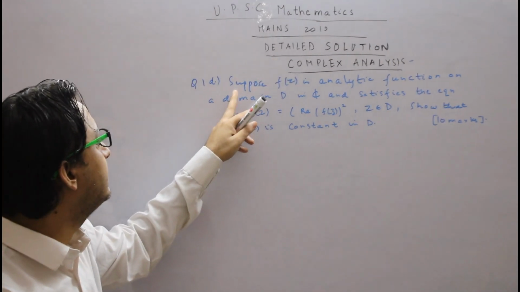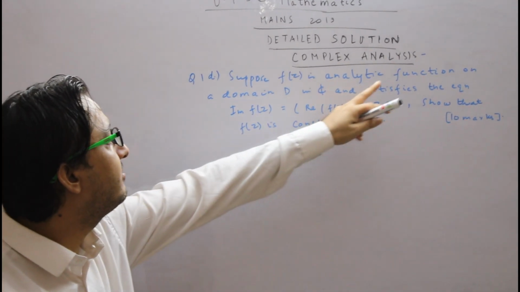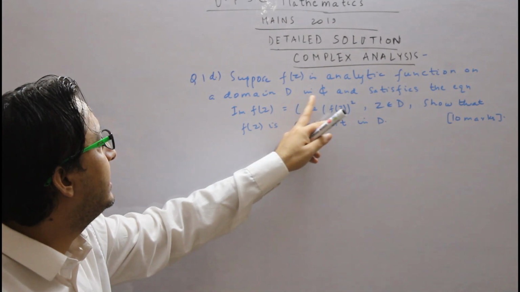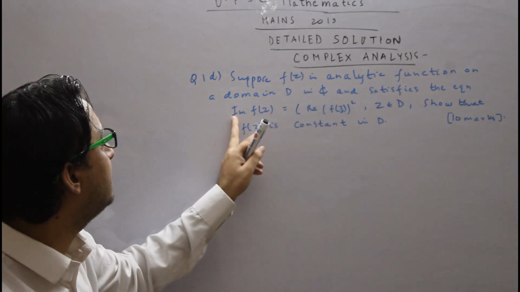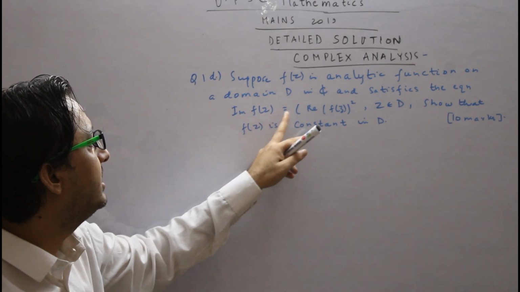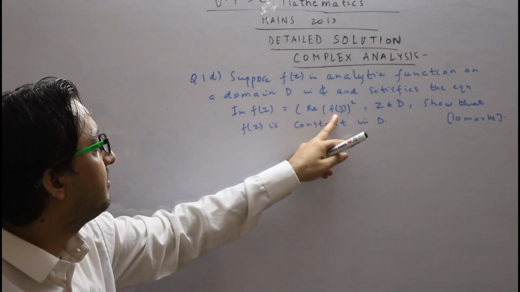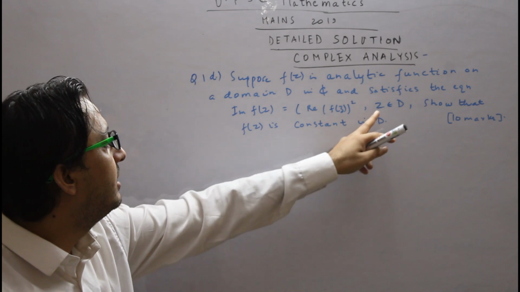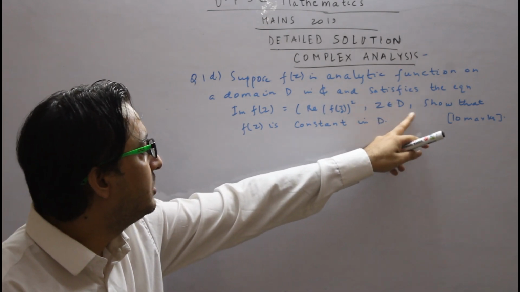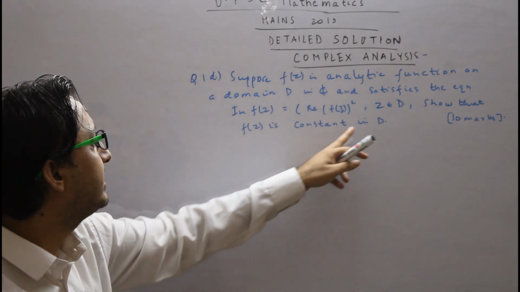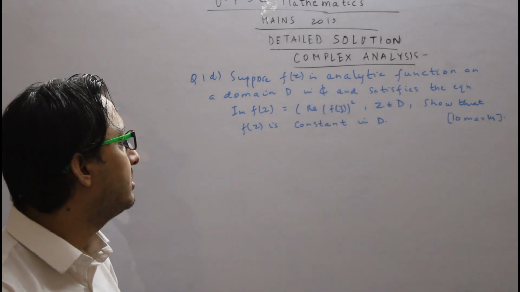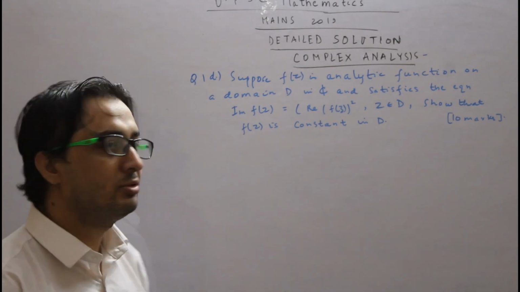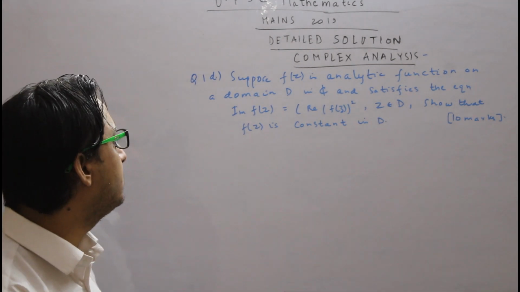It is asking: suppose f(z) is an analytic function on a domain D in C and satisfies the equation imaginary part of f(z) is equal to (real part of f(z)) whole square, where z belongs to D, show that f(z) is constant in D. 10 marks. Such kind of questions are very important to solve, and now I'm going to solve it.